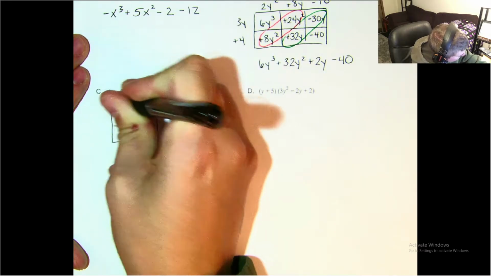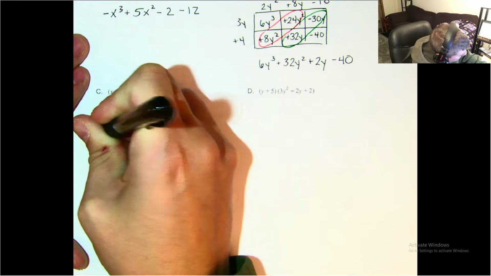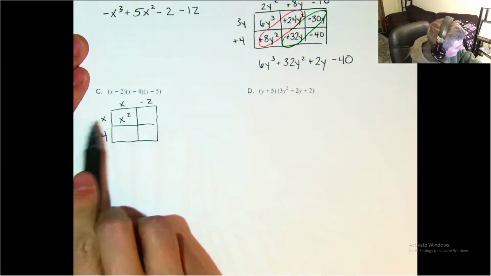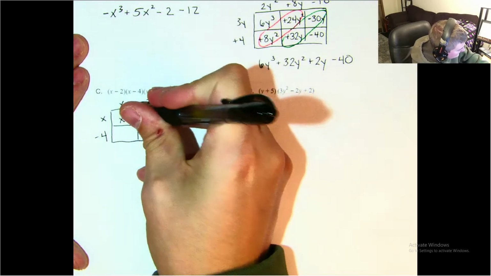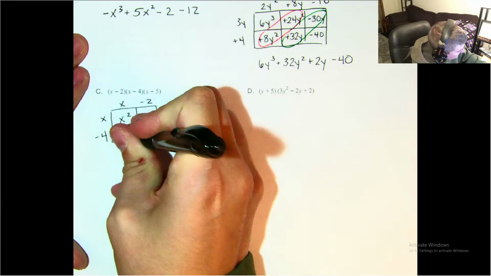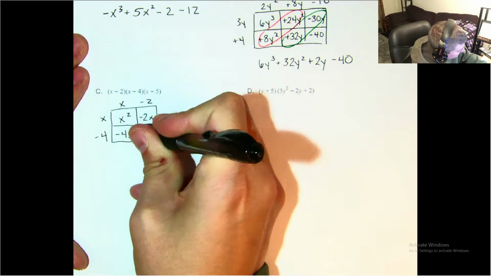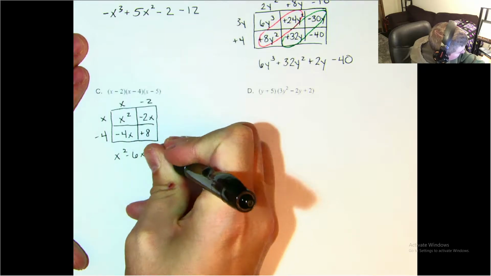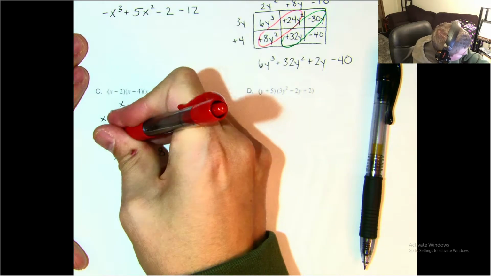So I'm going to have x minus 2 and x minus 4. This is just the same that we've taught in the past. X times x is x squared. X times negative 2 is negative 2x. Negative 4 times x is negative 4x. Negative 4 times negative 2 is positive 8. So now we're getting x squared minus 6x plus 8 because these diagonals are like terms.